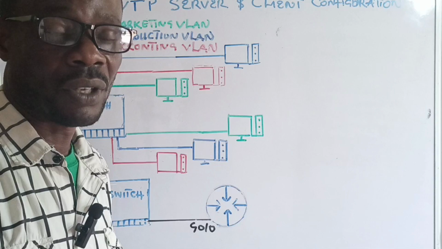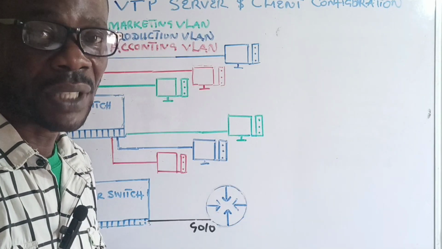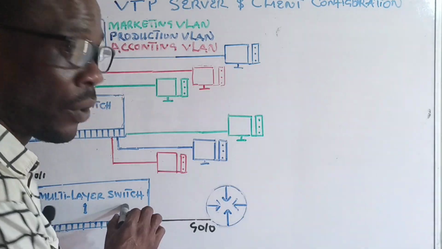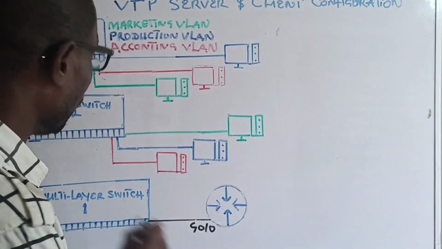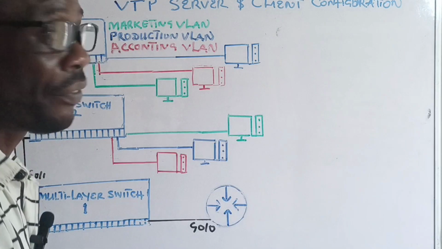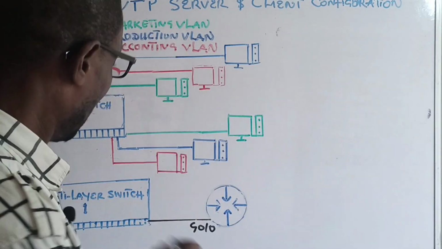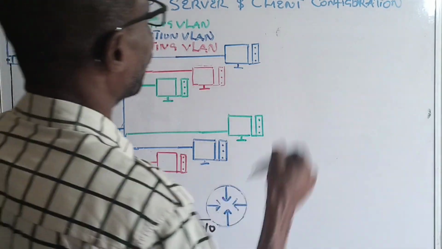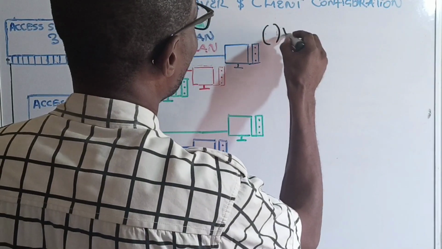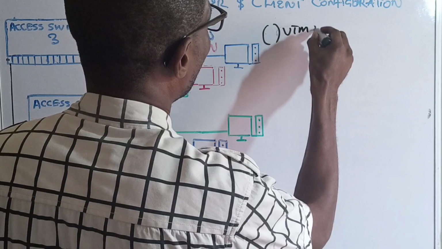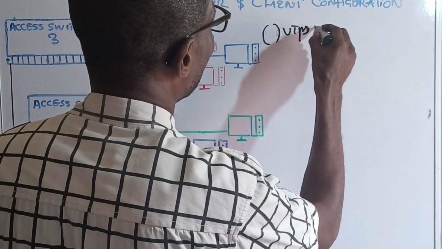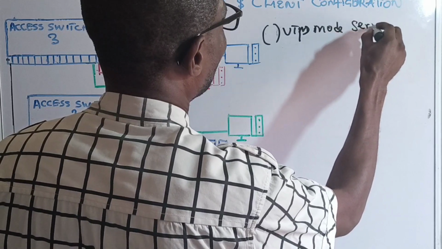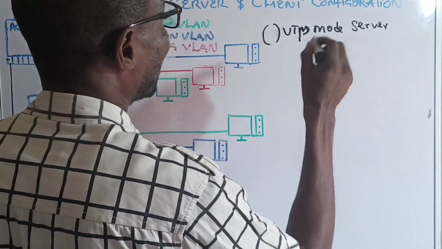and each floor has up to two switches for different departments, okay, which is about 20 switches. So what you need to do, you do this in this switch. About five criteria have to be met in this switch, okay. You configure this server from global configuration mode, you do VTP mode server. That's the first criteria that has to be met.